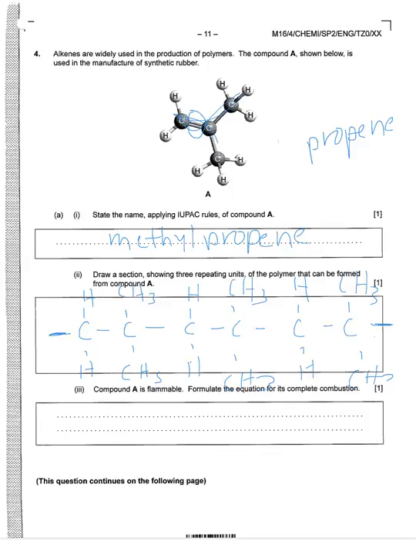Part 2, compound A is flammable. Formulate the equation for its complete combustion. So it's C4H8 if I add up all my pieces. And if I add O2, I should get CO2 and H2O. And when I balance this, I need a 4 and a 4 on this side, and then just a 6 here to balance.